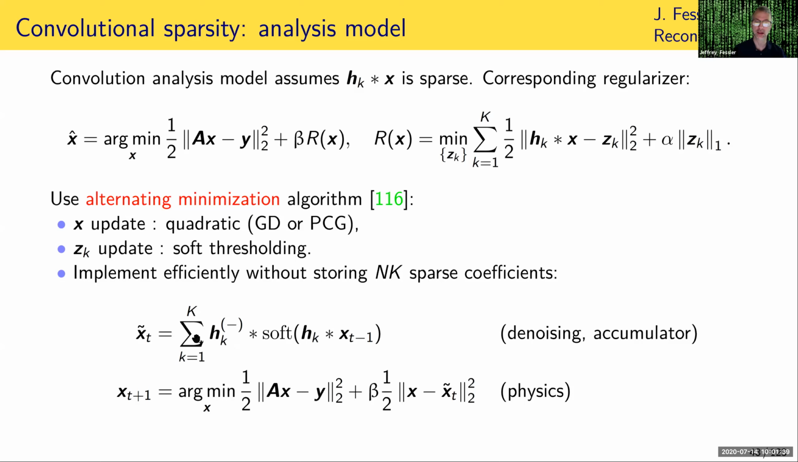That actually ameliorates the storage problem. You're only storing one set of these filter coefficients at a time and then accumulating them. Finally, you do an X update that involves the imaging physics and this denoised image. Now this is starting to look a lot like a CNN that has a bunch of filters, ReLUs or some other soft thresholding function, and then more filters.